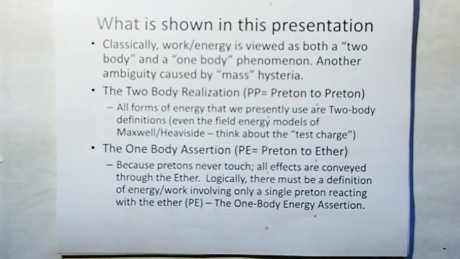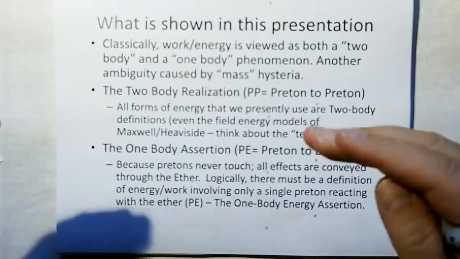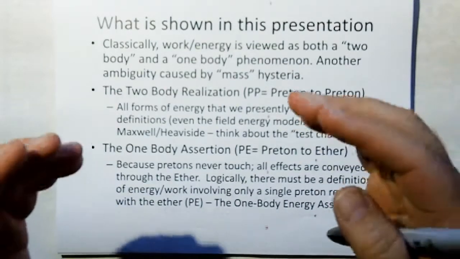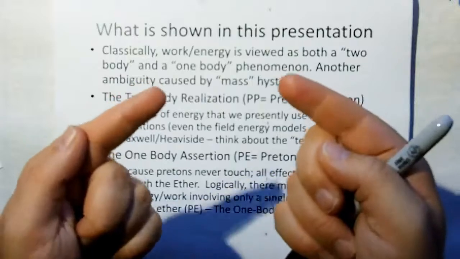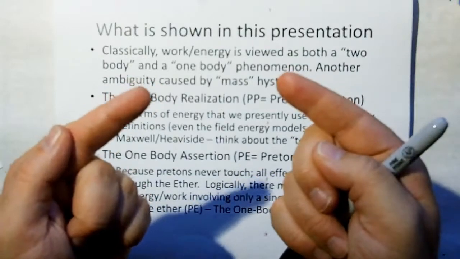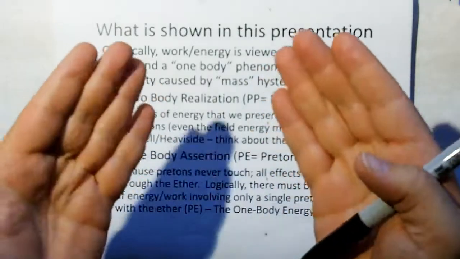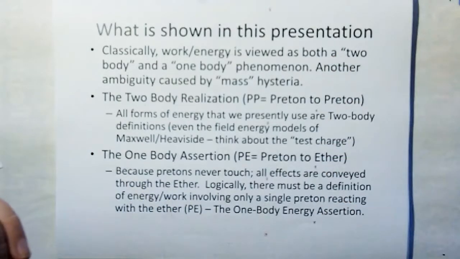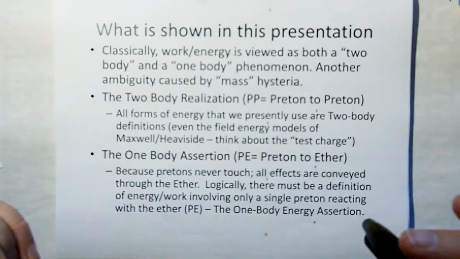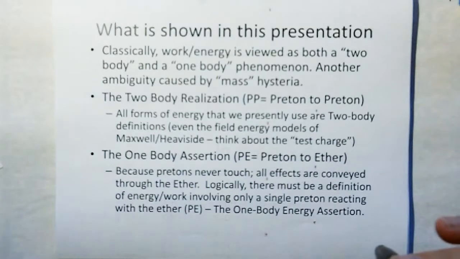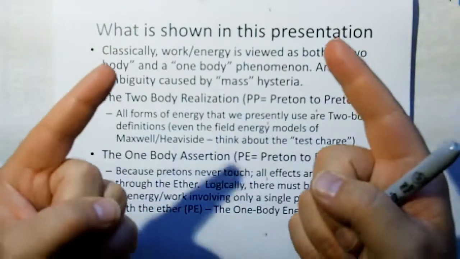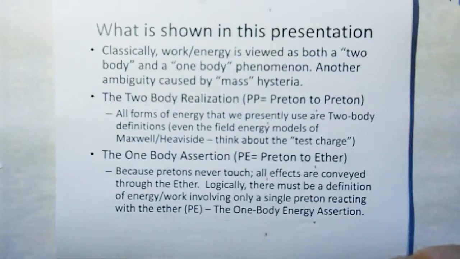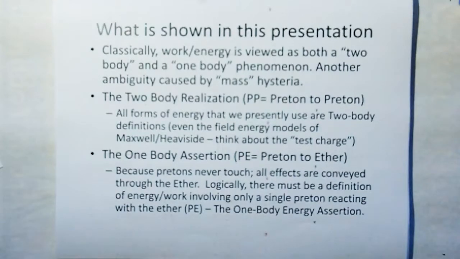Okay, so what a two-body is: there's a preton to preton energy. In other words, two-body means you have to have at least two bodies, two or more bodies. I'm going to show that all the forms of energy that we presently use are two-body definitions, meaning you need two objects in order to have the energy.